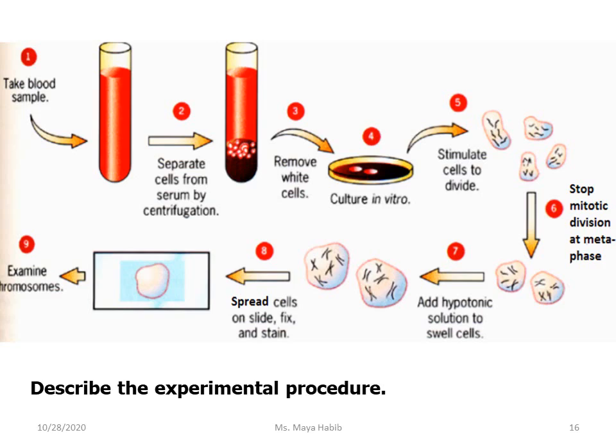In this slide, we will see the steps followed to prepare a karyotype, so we are going to describe the procedure as shown. First, a blood sample was taken and cells were separated from the serum by centrifugation. The white blood cells were removed and cultured in vitro to stimulate the cells to divide. After that, the mitotic division was stopped at metaphase, and a hypotonic solution was added to swell the cells. Then these cells were spread on a slide, fixed and stained. Finally, the chromosomes were examined. Now, let me explain some main steps.